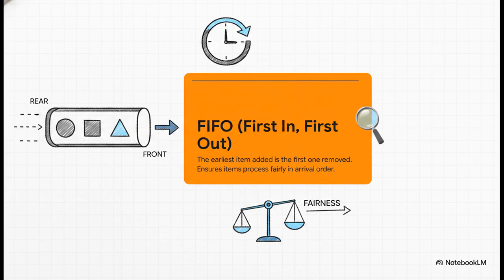So what does that actually mean for us? It means the very first item added to the structure is absolutely the first one to be removed. It's just like that coffee shop line. Items join at one end, which we call the rear, and they leave from the other end, the front. It's a rock-solid guarantee that a program will process items fairly in the exact order they showed up.